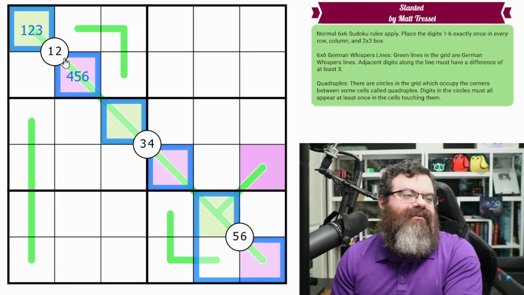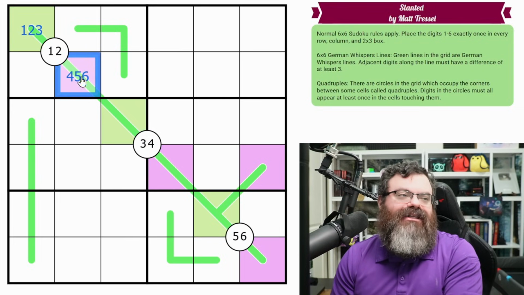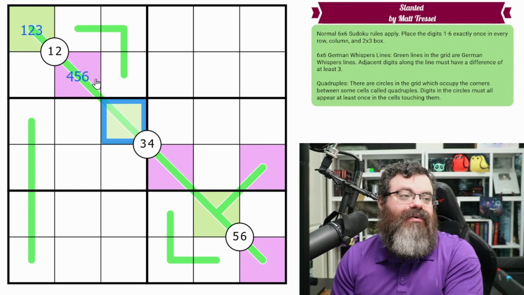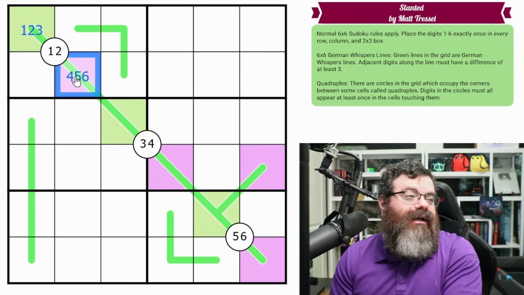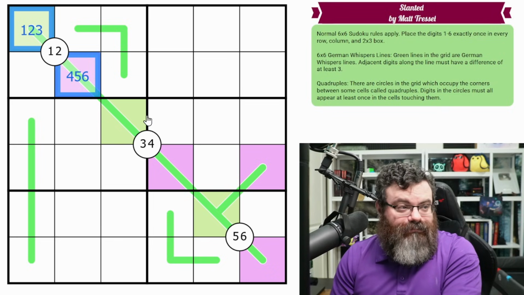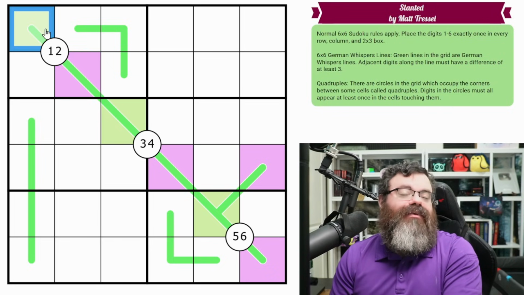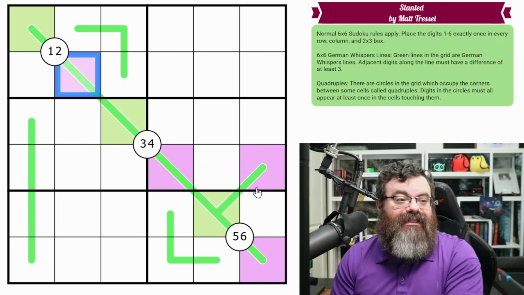Now, the difference of 3 forces us, if we have a low digit, it must be next to a high digit. If we have a high digit, it must be next to a low digit because we're going to be adding or subtracting 3. And that's just kind of how this range, we're going to be adding 3 to get to high, and from this range, we're going to be subtracting 3 to get to low. So I don't know whether green is low or high, but I do know that purple's the other one, and they alternate like this on this line.